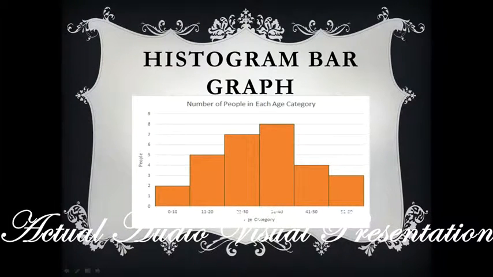Number 2. Histogram bar graphs. Histogram bar graphs are similar to simple graphs except that each bar represents a range of independent variable values rather than just a single value. What makes this different from a regular bar graph is that each bar represents a summary of data rather than an independent value.